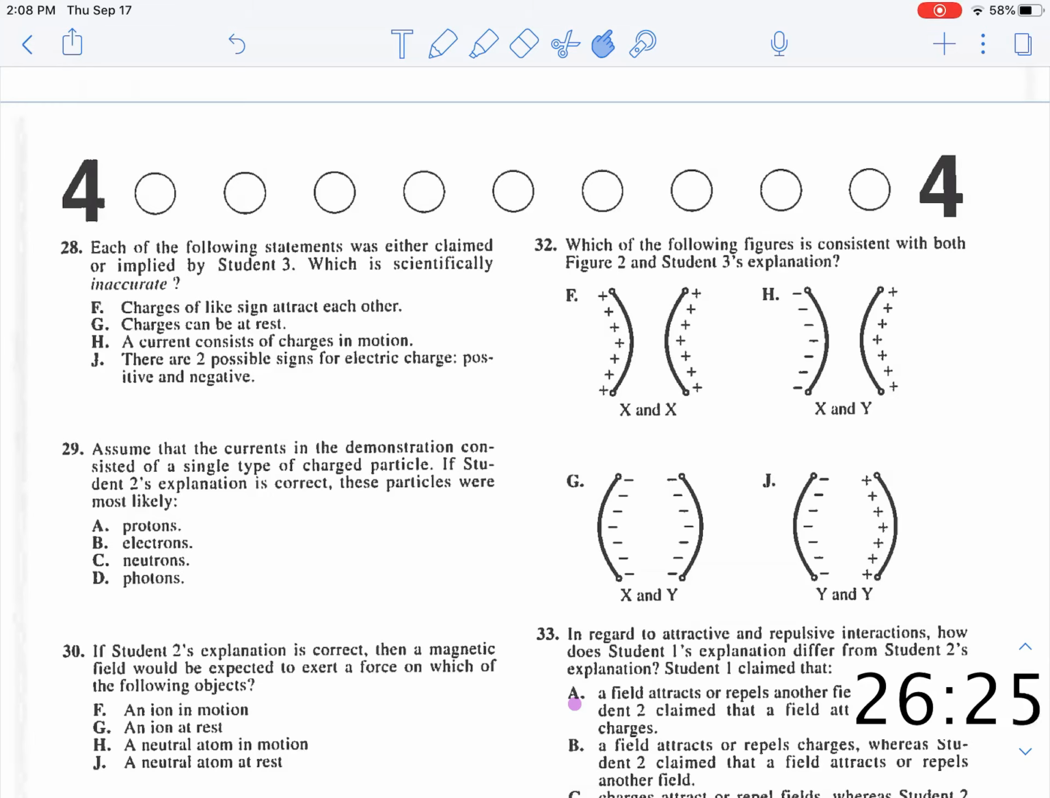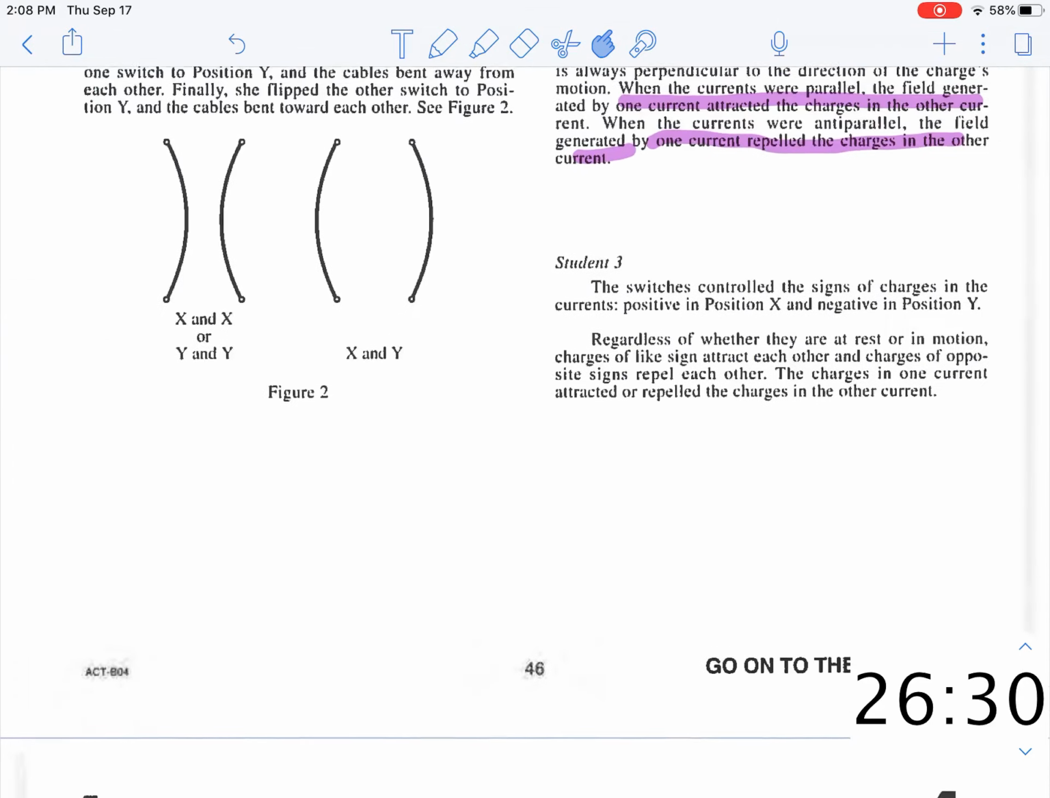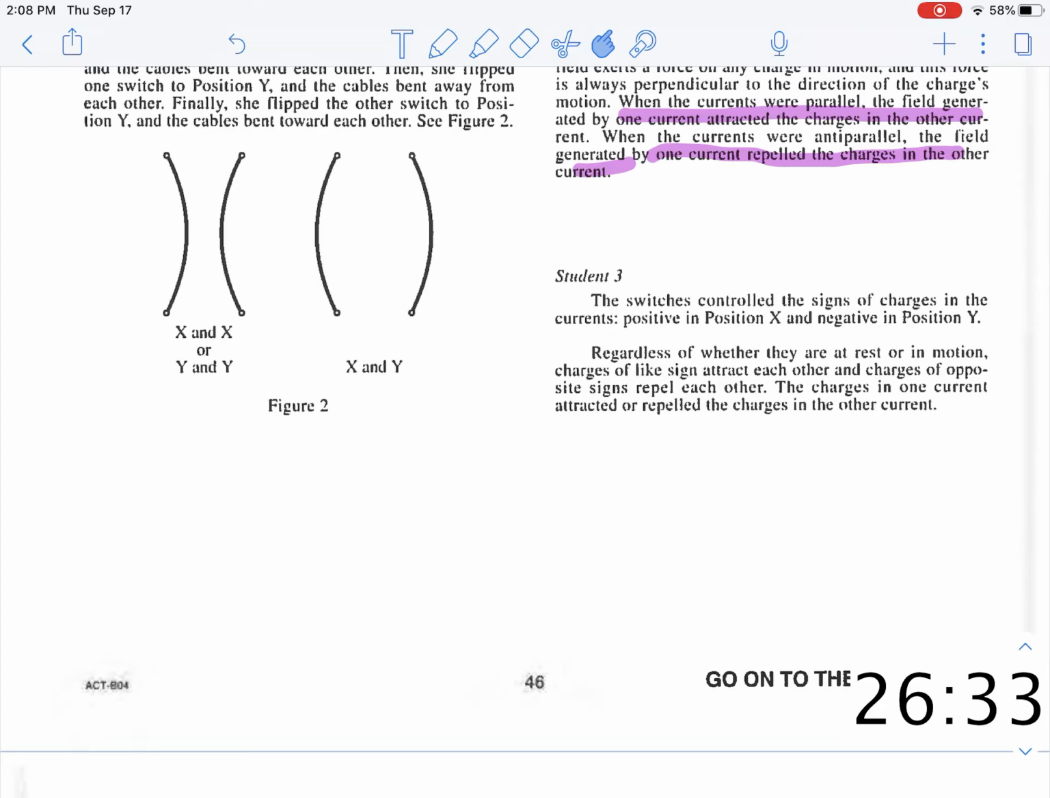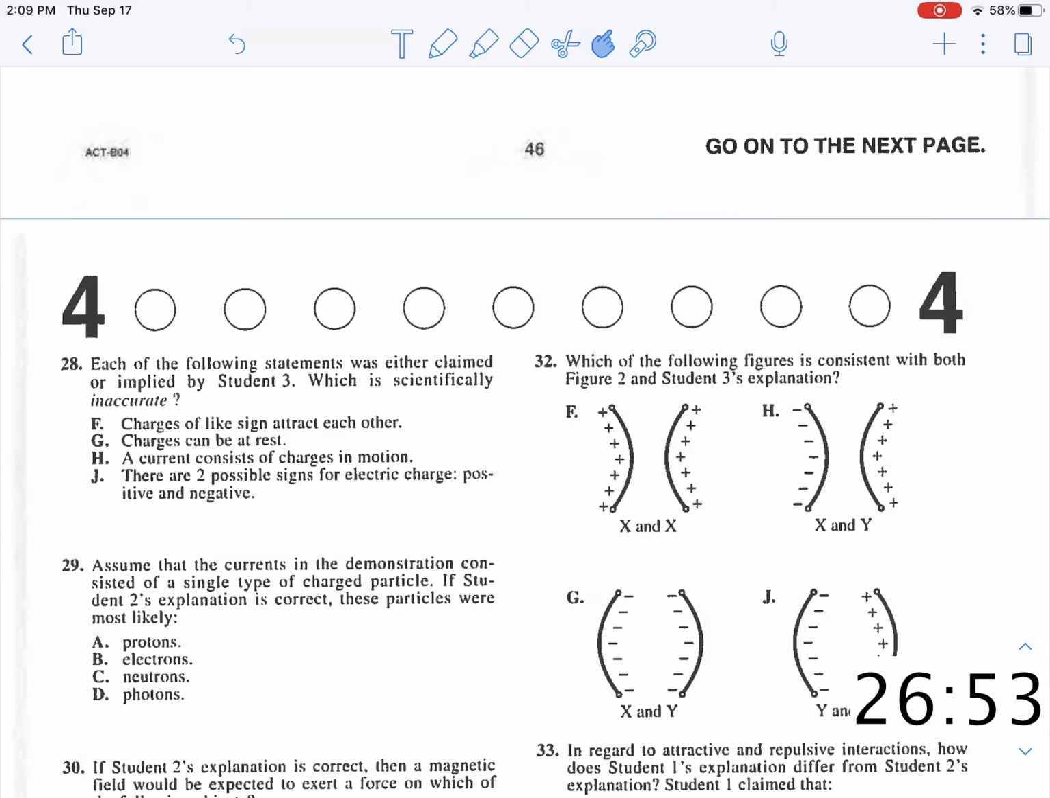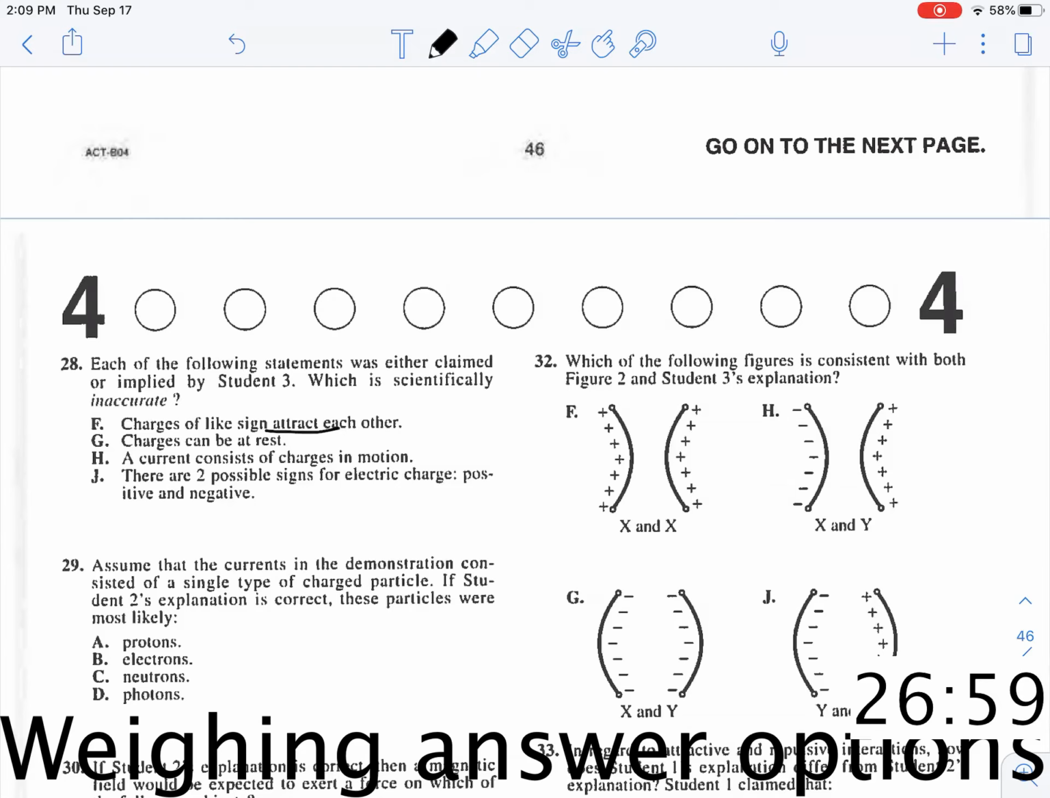29 is B. Each of the following statements was either claimed or implied by student 3. We don't know that. Cool. The switches control the signs of the charges, positive and negative. Regardless, the charges repel. What? Like signs attract and opposite repel. Great. That'd be this. Okay, yeah, I think that's F.